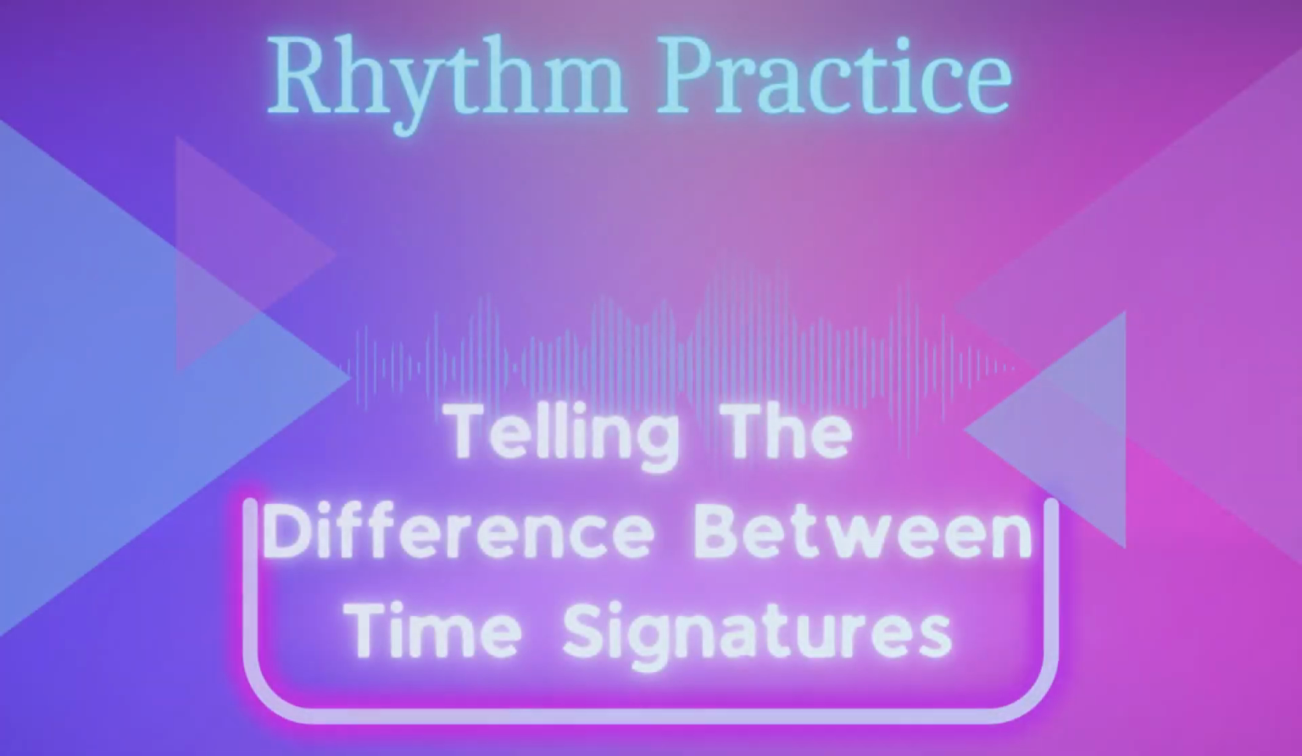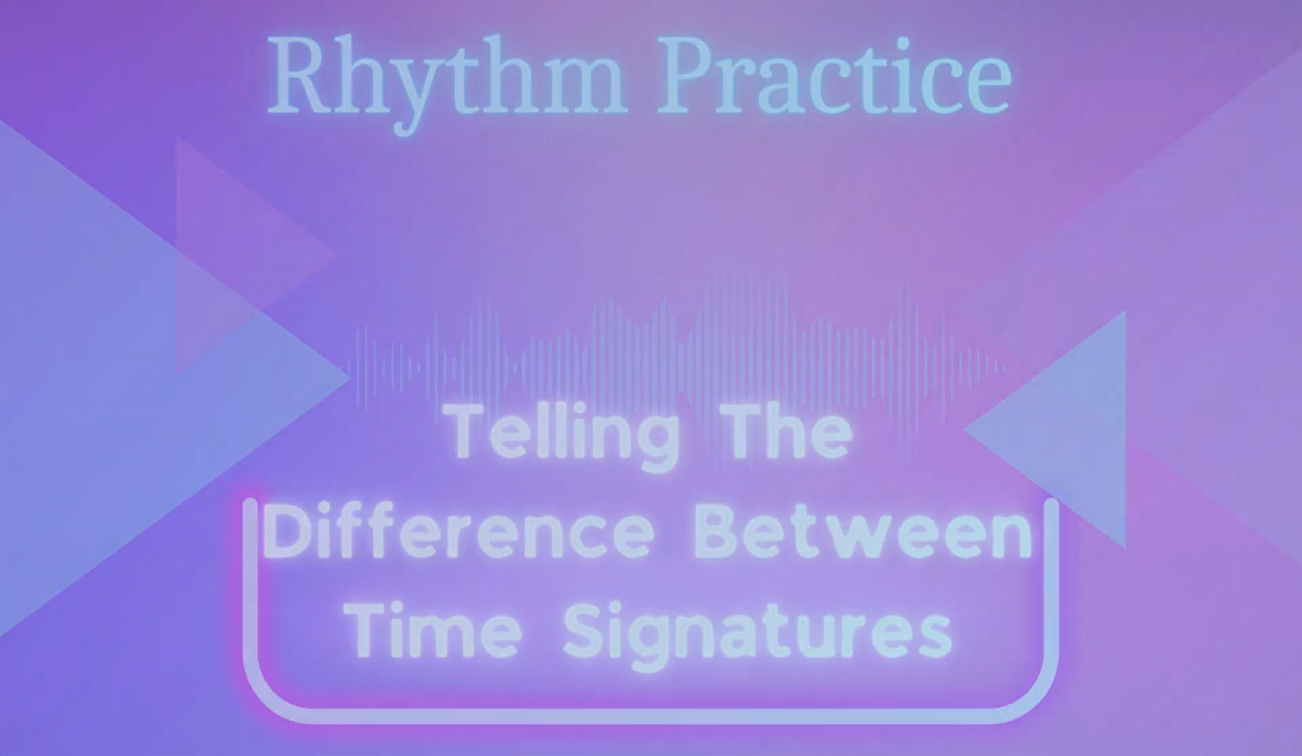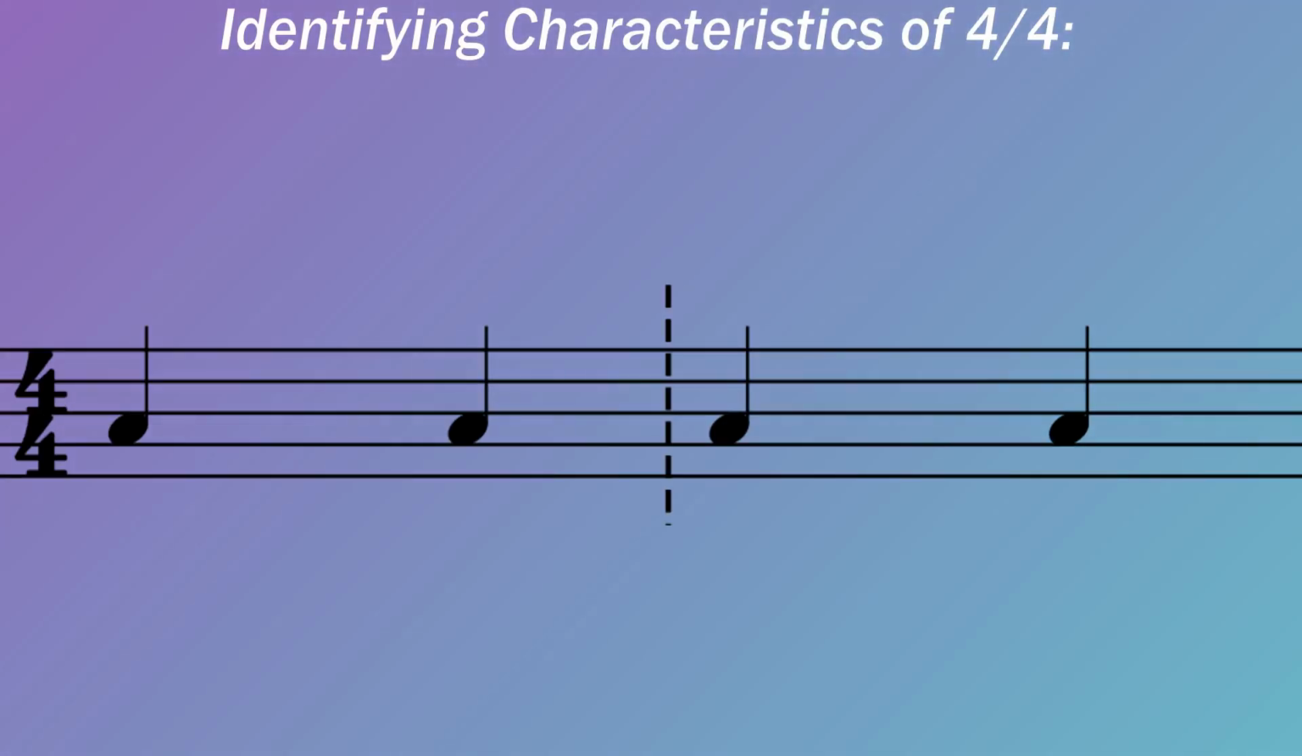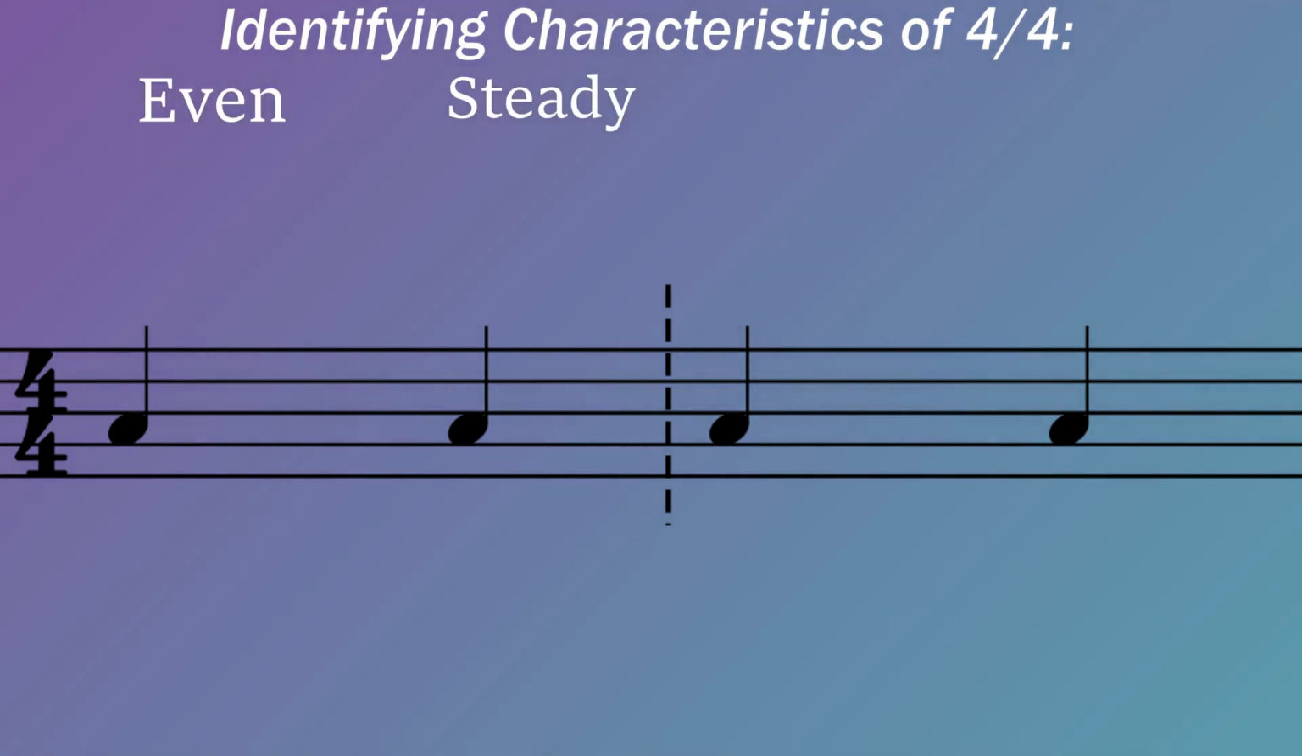As you practice more and more, you will get better and better. To start, let us go over some identifying characteristics of both of these time signatures, starting with 4/4. 4/4 is a perfectly symmetrical time signature, meaning that I can cut it in half so that I have two full beats on either side. This often leads to songs in 4/4 feeling even and steady. The word even is also important as it leads to our next hint.